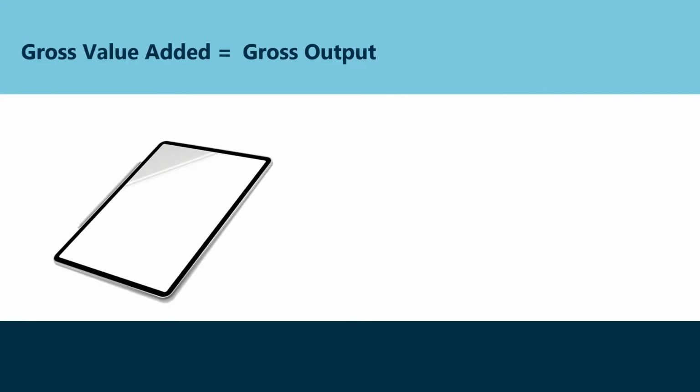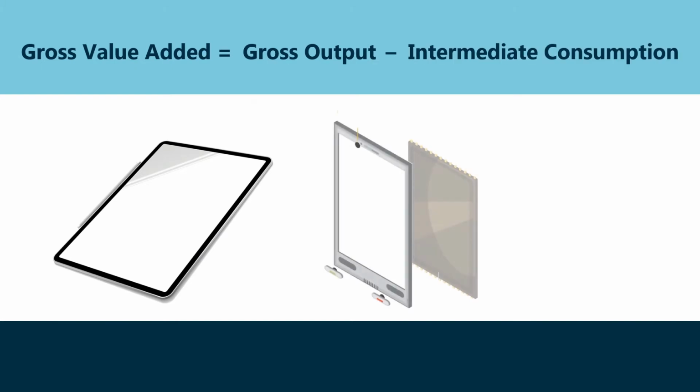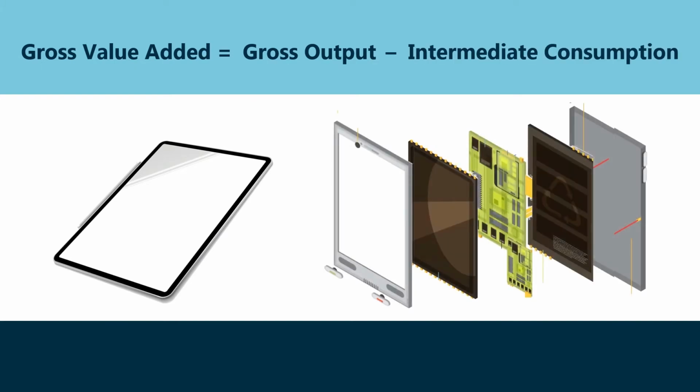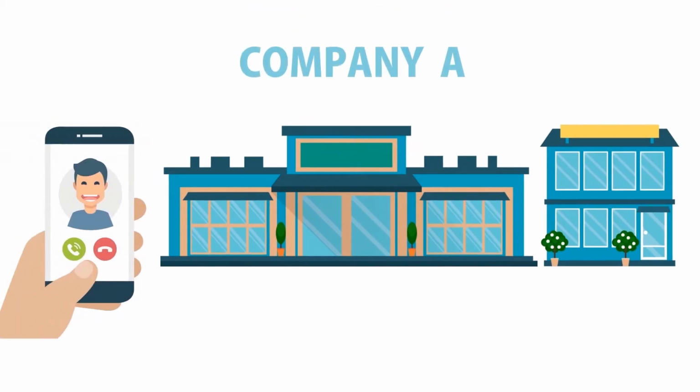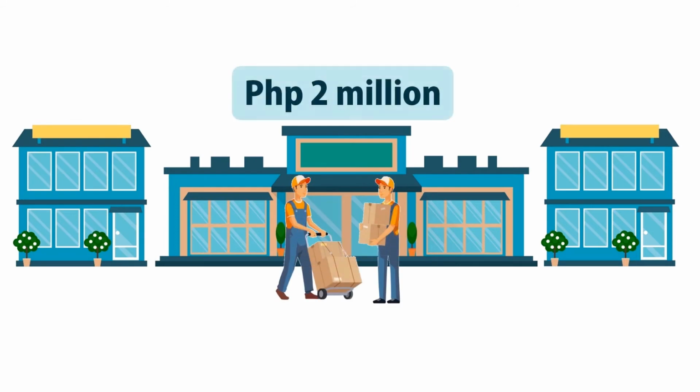Gross value added is defined as the difference between the value of the output and the value of intermediate consumption. For instance, Company A manufactures cell phones. For the second quarter of 2018, it produced 2 million pesos worth of cell phones. This is the company's output.